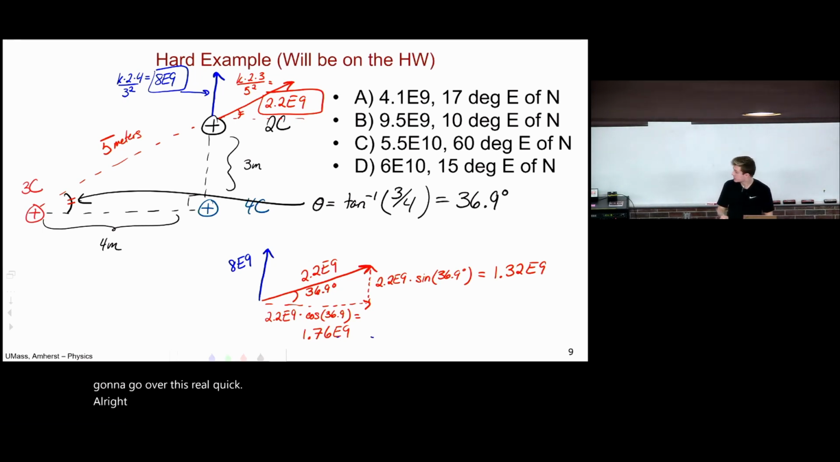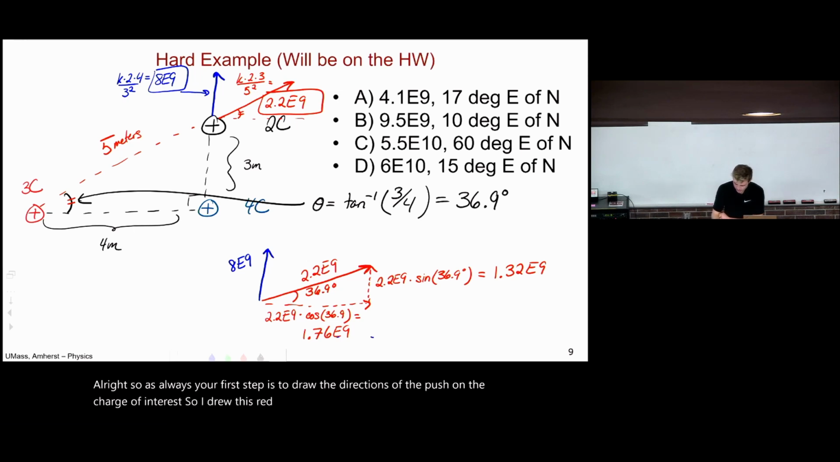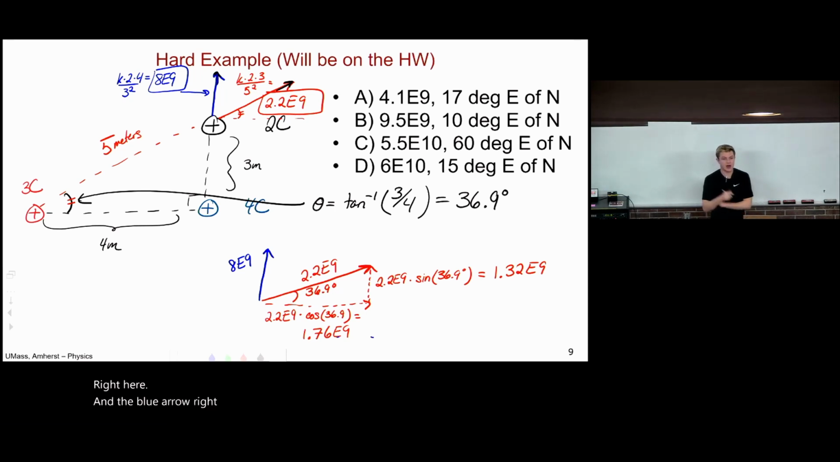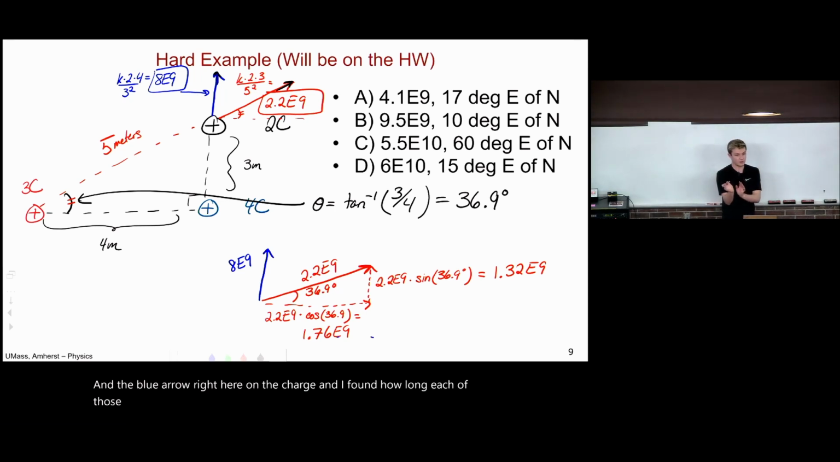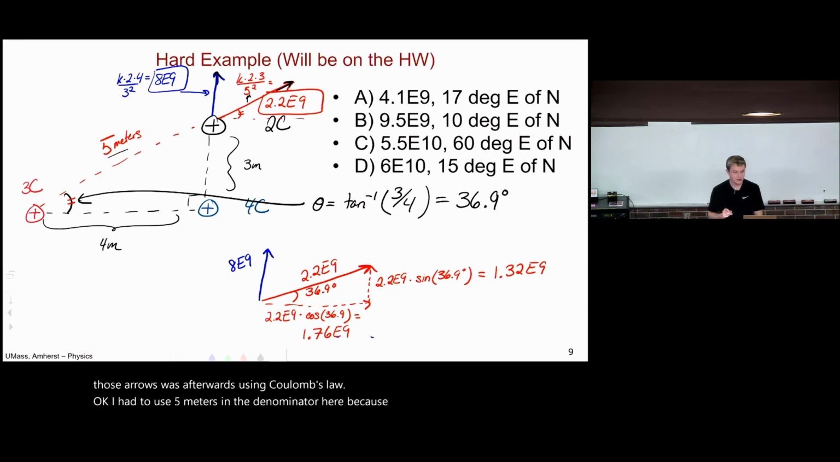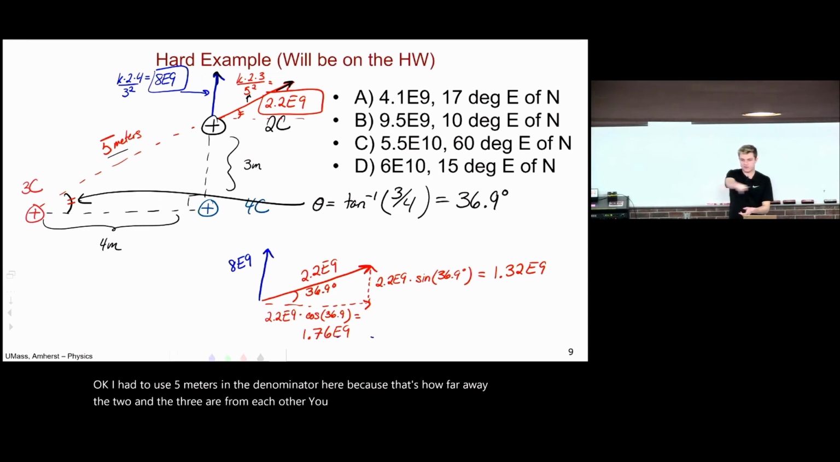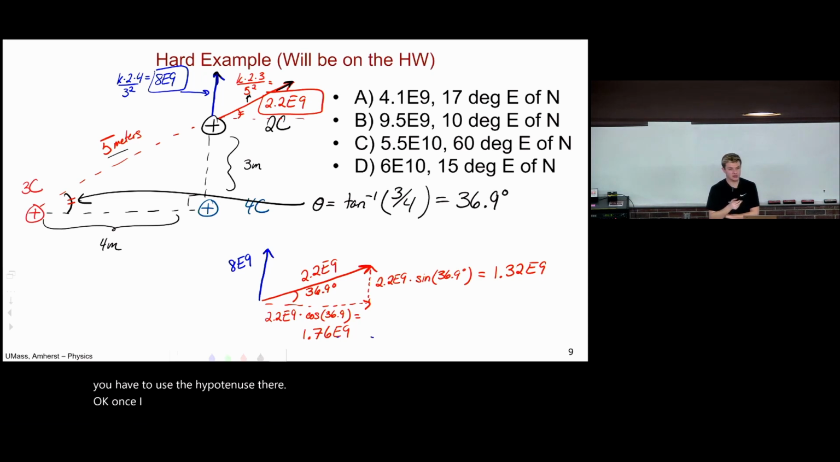All right, so as always, your first step is to draw the directions of the push on the charge of interest. So I drew this red arrow right here and the blue arrow right here on the charge, and I found how long each of those arrows was afterwards using Coulomb's law. I had to use 5 meters in the denominator here because that's how far away the 2 and the 3 are from each other. You can't just do 3 and 4. You have to use the hypotenuse there.